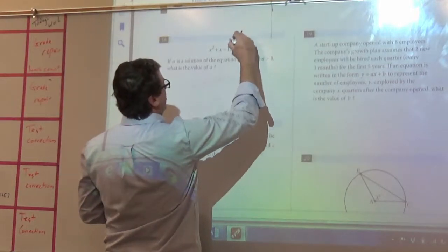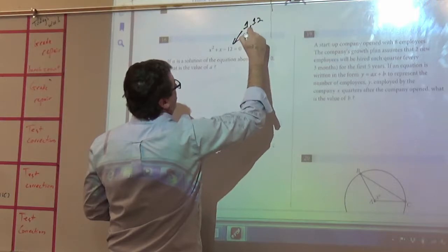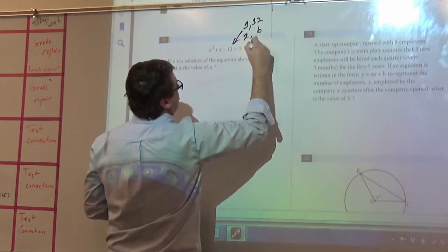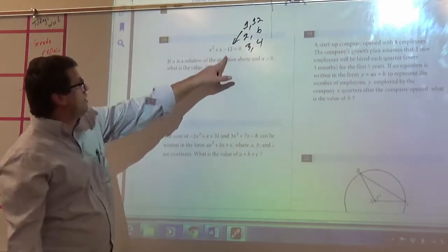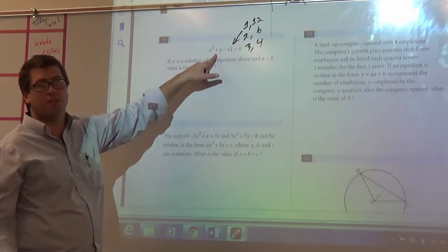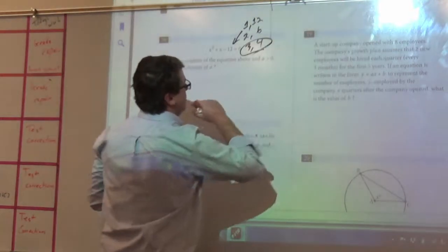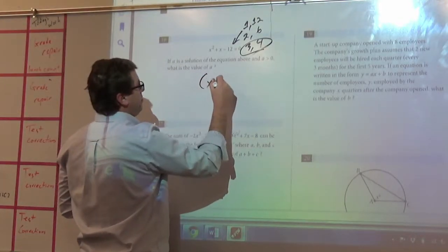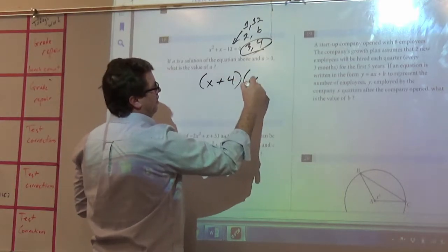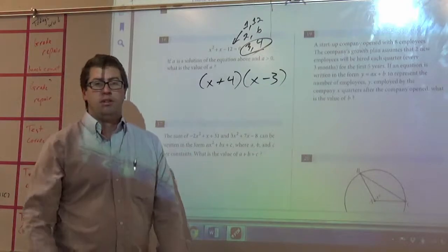So factors of negative 12, I'm going to have 1 and 12, 2 and 6, 3 and 4. This is negative, so that means they're different signs. This is positive, so that means the bigger one's positive. So these are going to be my factors. I have x plus 4 and x minus 3. That's going to give me my positive 1.